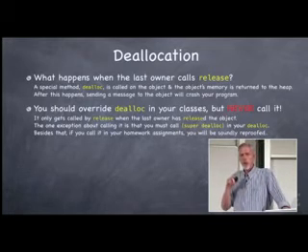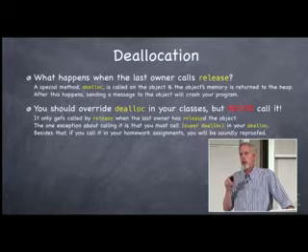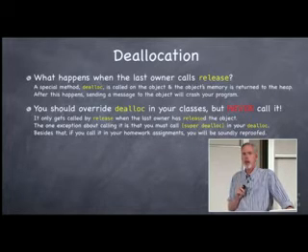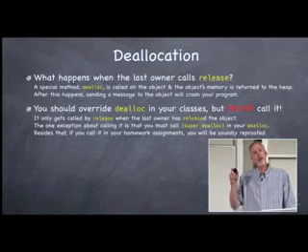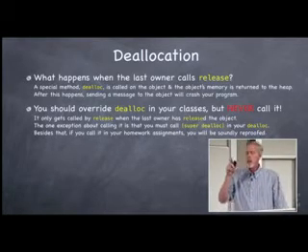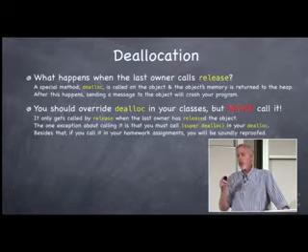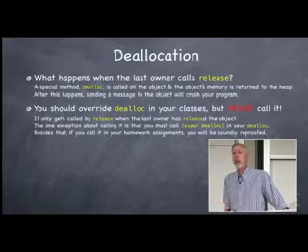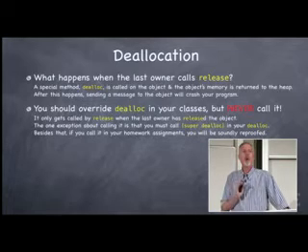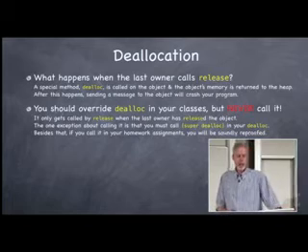You should override dealloc in your class, but never call dealloc. You don't ever call dealloc. Dealloc is called for you when the last owner releases. Every quarter, it seems like people get this a little confused, and they say, oh, I'm done with this object, I'm going to call dealloc to deallocate it. No, never. You call release. And when the last owner has released, it will then deallocate it.